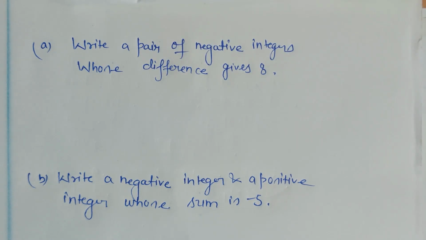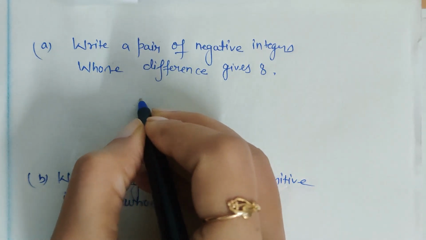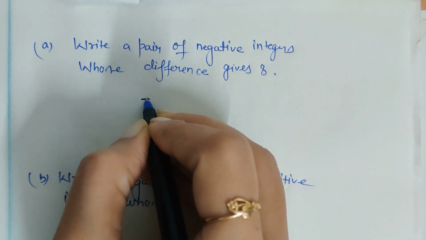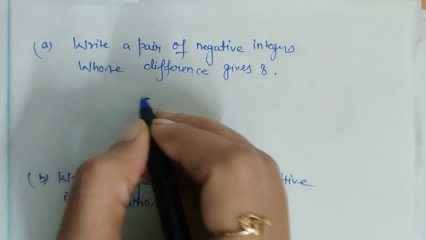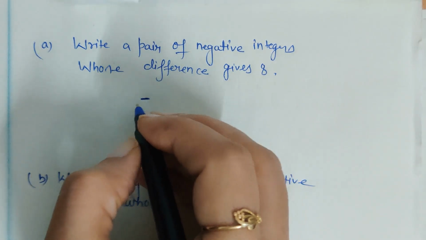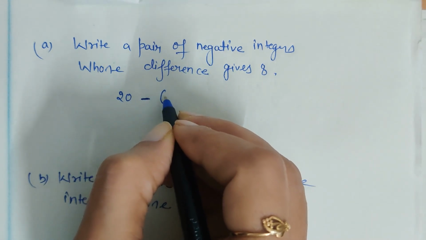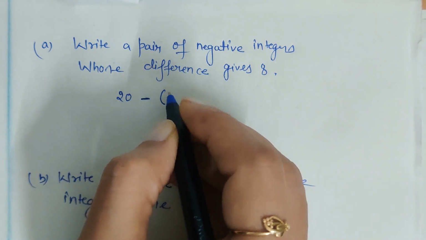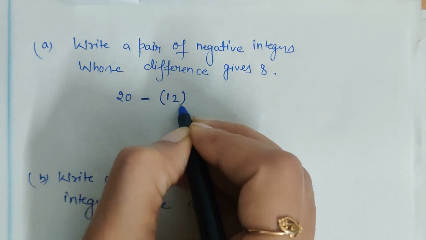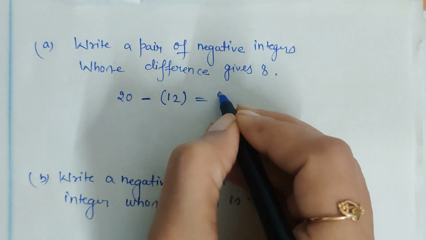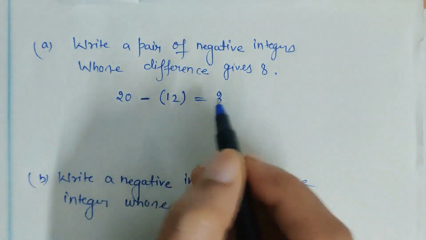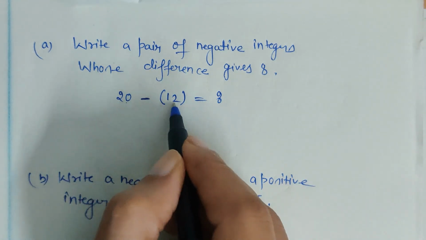Look at the condition. Write a pair of negative integers whose difference gives 8. So difference means we have to put a negative sign here, and the difference of two integers gives 8. So if I choose 20 here, and here if I put 12, so 20 minus 12 gives us 8, right?